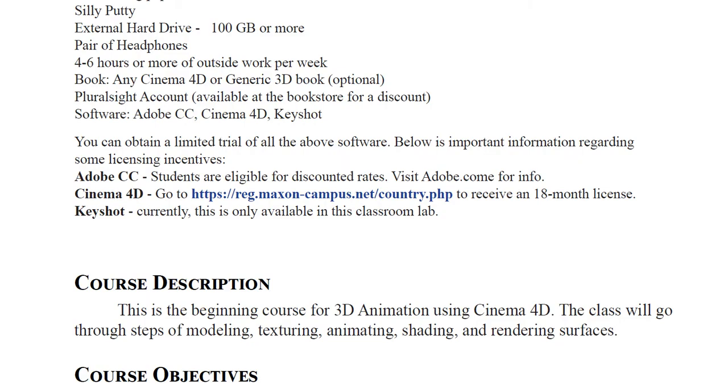If you want a Pluralsight account, you can go to the bookstore and buy one. It's $100 and you get the entire year of Pluralsight, which is pretty awesome.